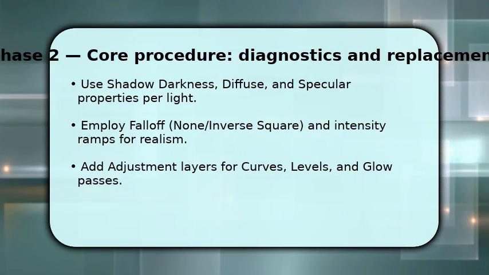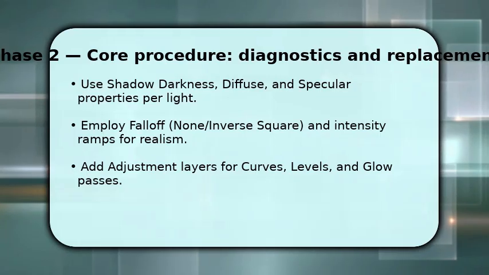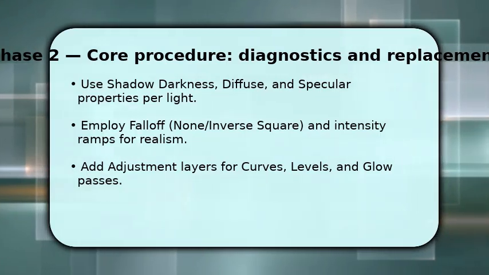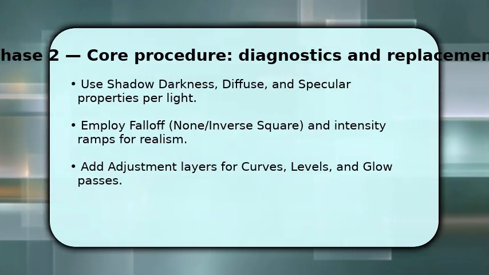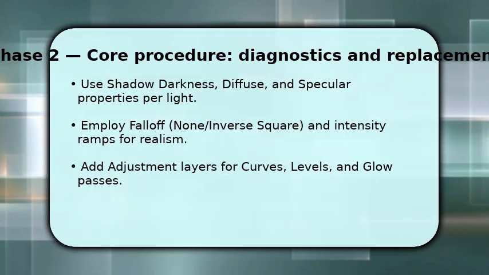Adjust shadow darkness and specular on a per-light basis to control highlights versus midtones. Switch falloff to inverse square for physically plausible drop-off, and tweak intensity curves so lights blend rather than compete.